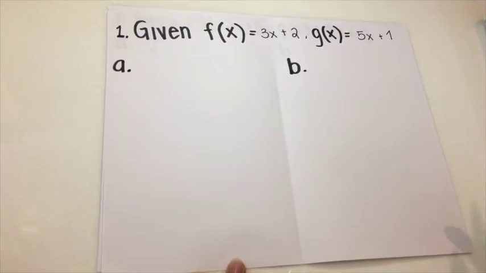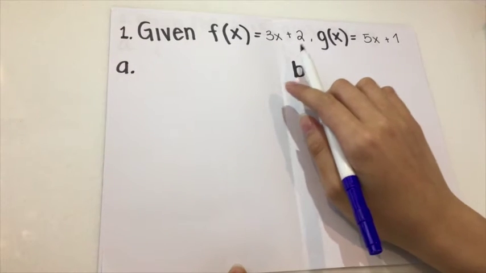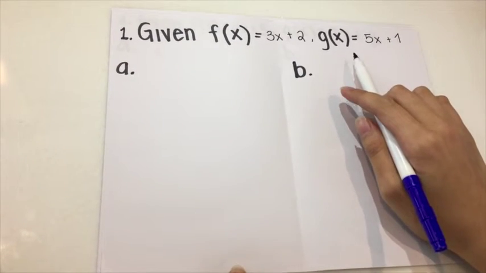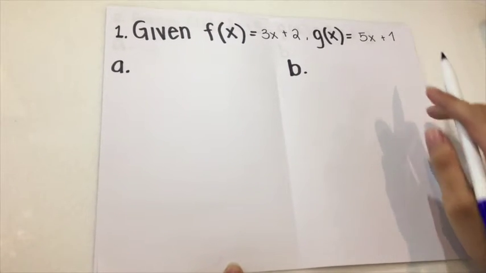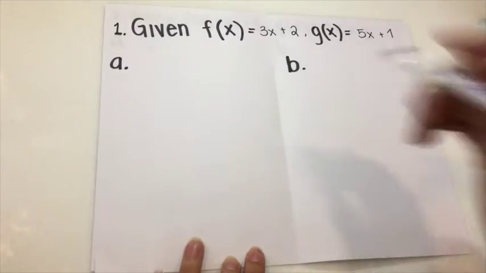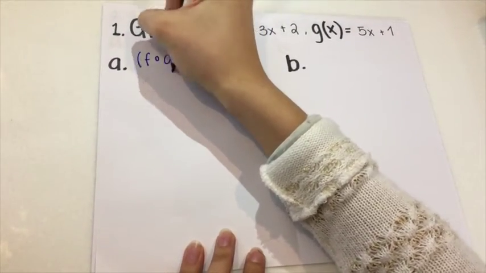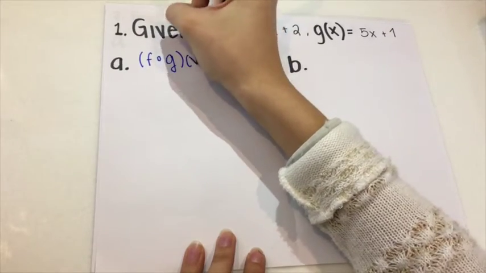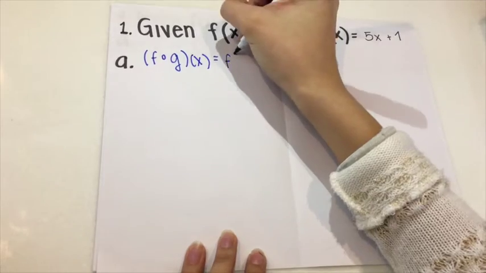Okay, let's try an example. We are given f of x is equal to 3x plus 2 and g of x is equal to 5x plus 1. So, from our formula, we know that f of g of x is written like this.